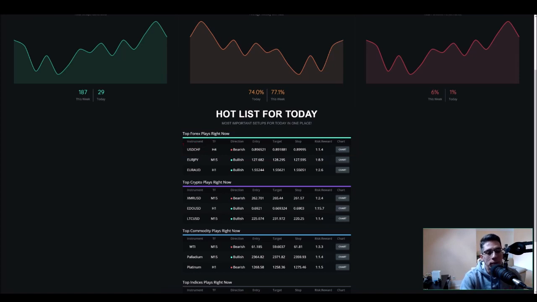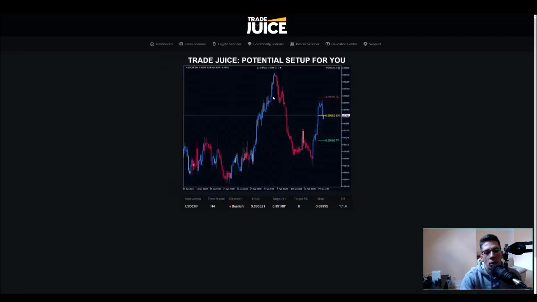Every single trade idea comes with the instrument name, the time frame where we found that signal, and the direction, bearish or bullish. Let's say either you want to buy or sell, entry point, target, stop, and a risk reward. Also, you have the chart so you can get everything that you need. So if we click here, what we see here is the dollar Swiss franc. And the same things that you see here are displayed over here, just as a visual representation of what we are looking to do.